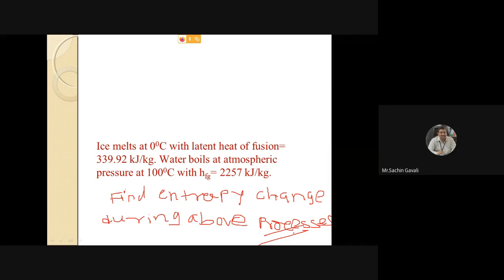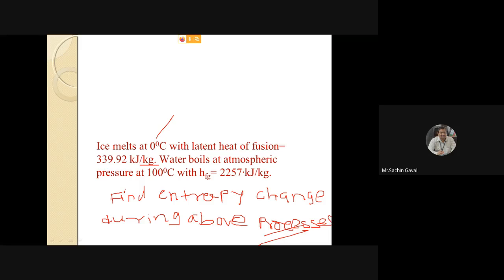Now find the entropy change during the above processes. Now calculate. Shall I give time to you? Already I have given the formulas to you. The only thing is that we have to convert these temperatures into Kelvin. Two cases will be there. First is entropy change during ice melting, and another is entropy change during water evaporation or water boiling. So temperature we have to consider in Kelvin. That care we have to take.